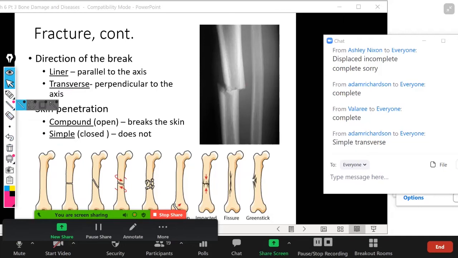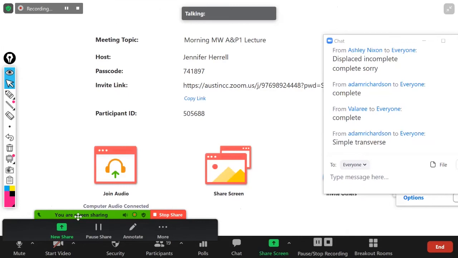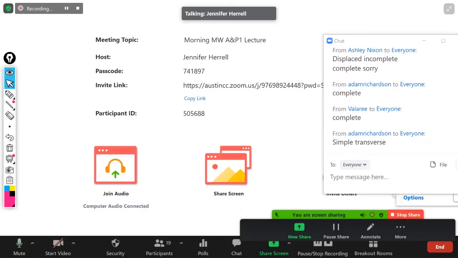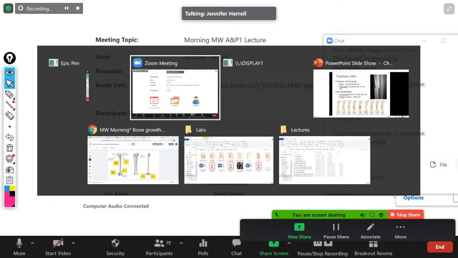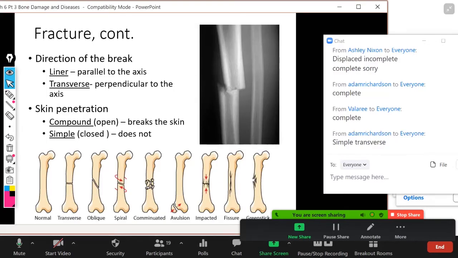Before I move on, let me see if I can scooch that silly menu out of the way. There we go. Yeah, it'll work.